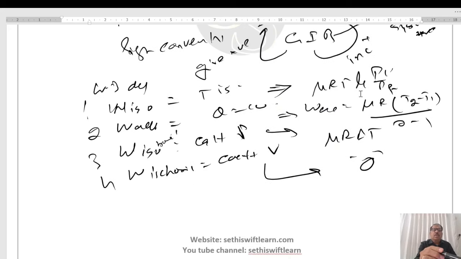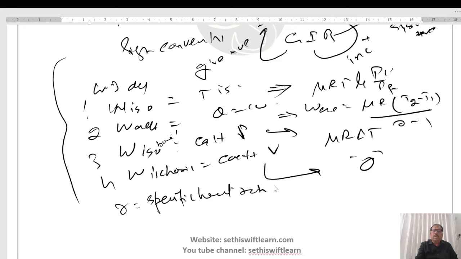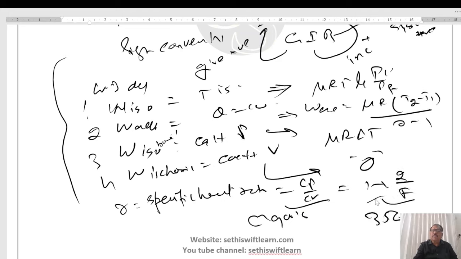Also, what is gamma? Gamma is the specific heat ratio, that is Cp over Cv. That is known as Mayer's relation. That is equal to 1 plus 2 by f, where f is the degree of freedom. This is for monoatomic, this is for diatomic, this is for triatomic. These are the cases, right?